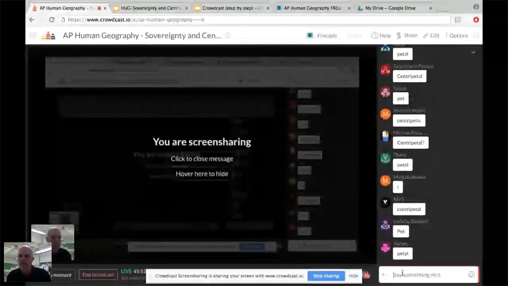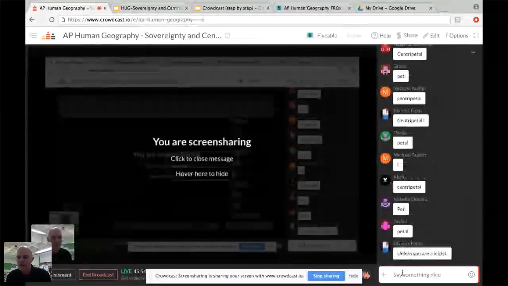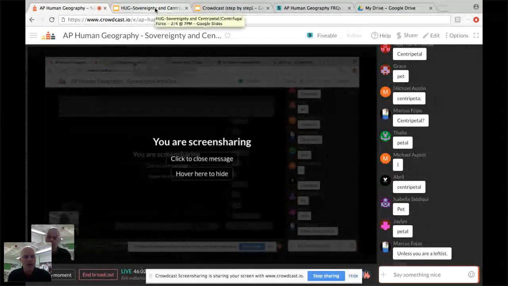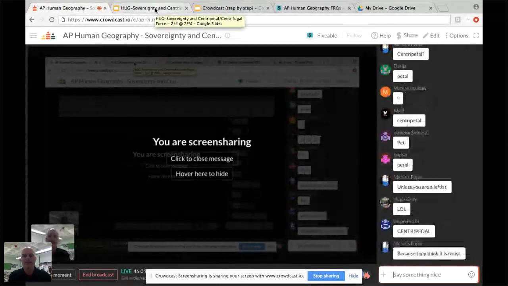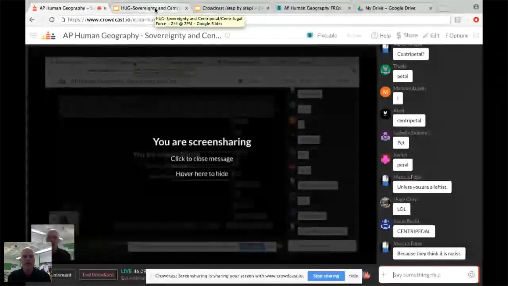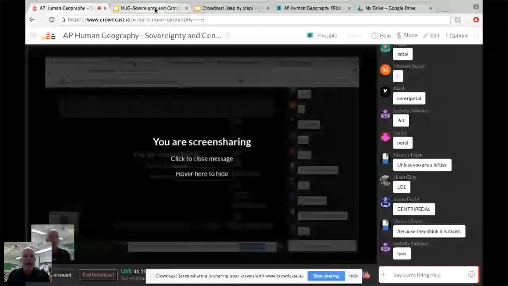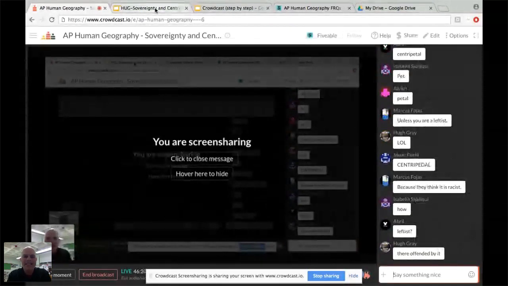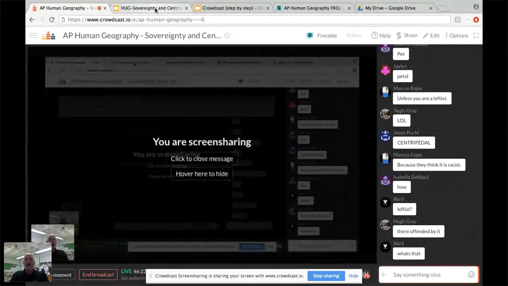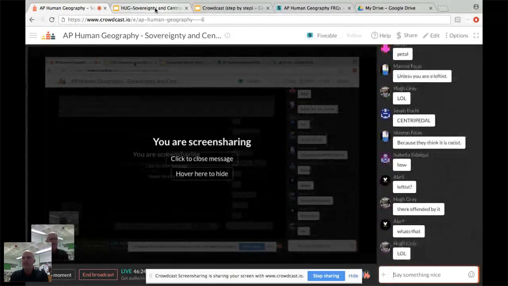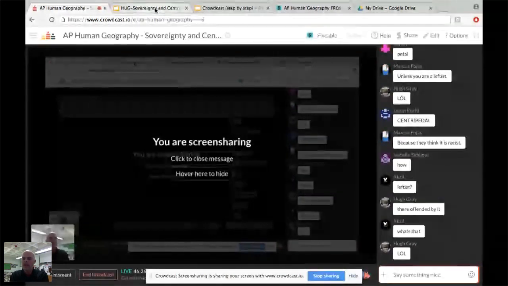Gabriel says centripetal. All right. Unless you're a leftist. Good. I would say that it is more centripetal as well. It is typically something that bonds people together. However, a couple of years ago on my test, that was an example of things that were centripetal, and I had the national anthem, but I had to take it off my test because of something that happened recently with the national anthem.